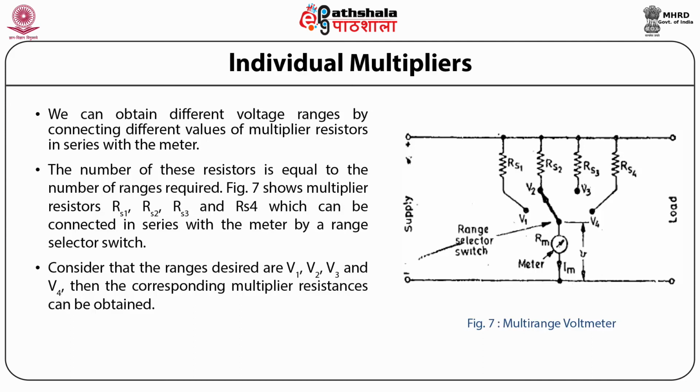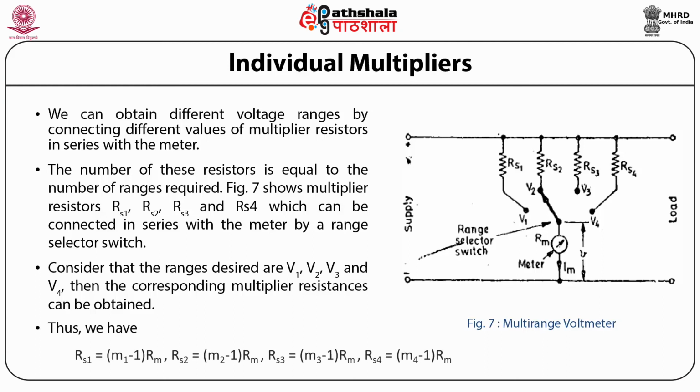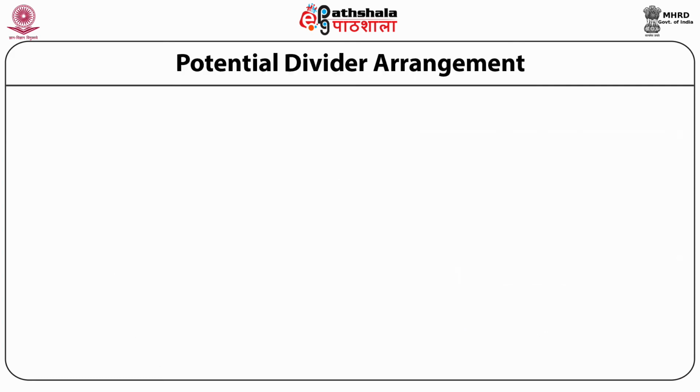Then the corresponding multiplier resistances can be obtained. Thus, we have Rs1 equal to (M1 minus 1) multiplied by Rm, Rs2 equal to (M2 minus M1) multiplied by Rm, Rs3 equal to (M3 minus 1) multiplied by Rm and Rs4 equal to (M4 minus 1) multiplied by Rm. Now, the potential divider arrangement.